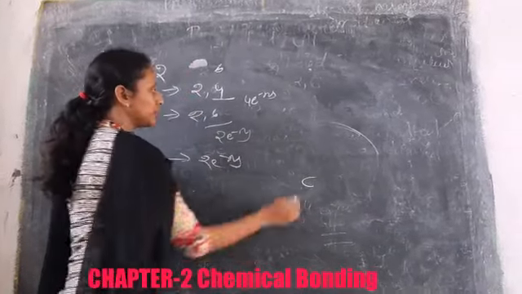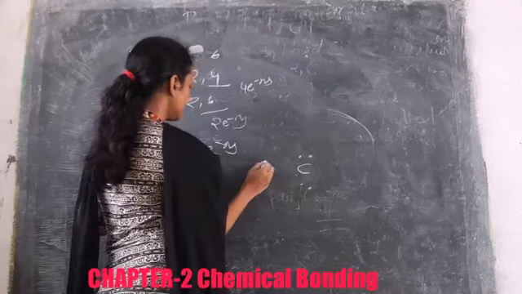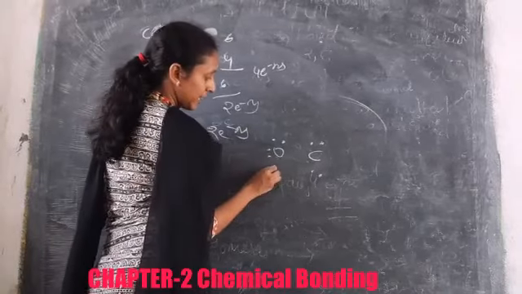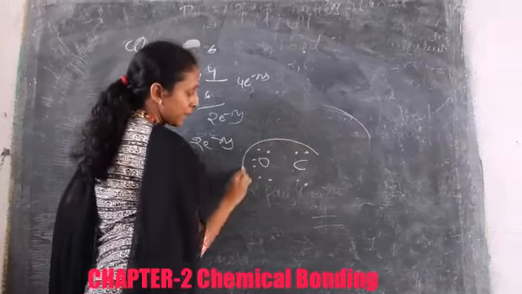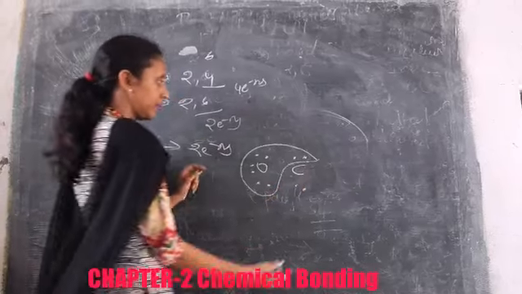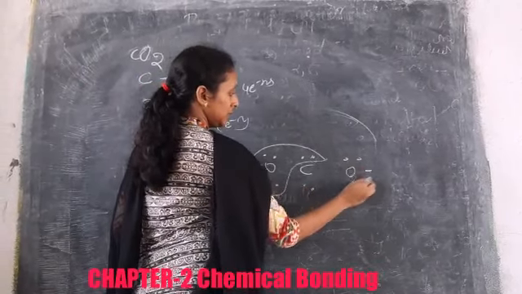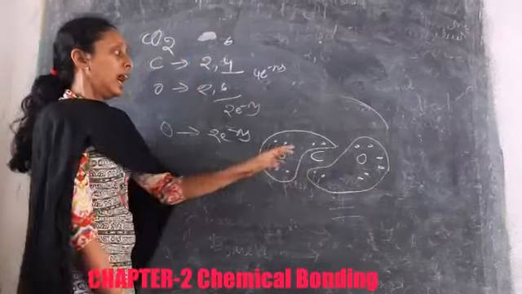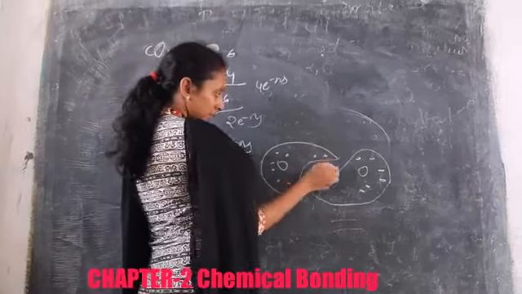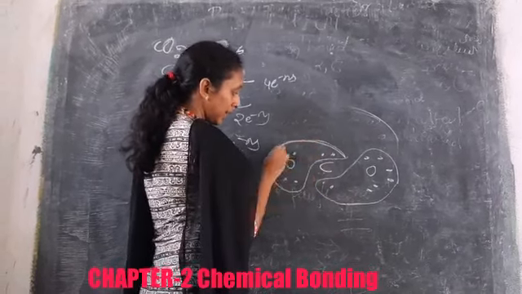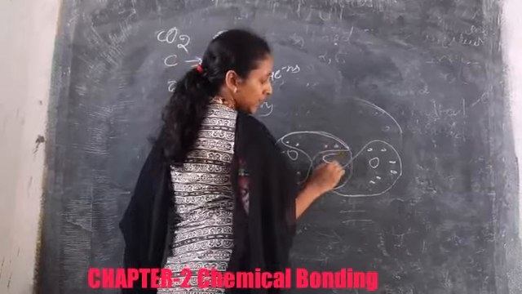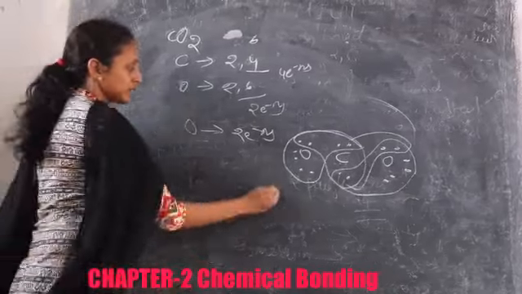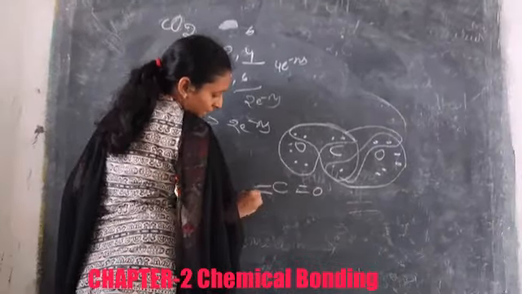So what happens? Carbon has 4 electrons and this oxygen has 6 electrons, so it will take up its electrons and become stable, and the other oxygen will take up these electrons and become stable. And carbon will not sit simply. This carbon will also take up 2 electrons from this, and 2 electrons from this, and they become stable. So they form C double bond O and C double bond O.